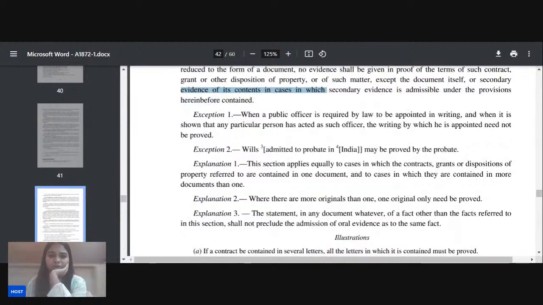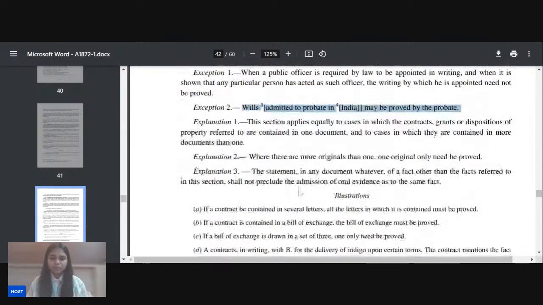If you see the exceptions, there is the case when a public officer is required by law to be appointed in writing, and these are the two exceptions, or wills which are admitted in probate, which may be proved by probate. And these are the explanations to it.